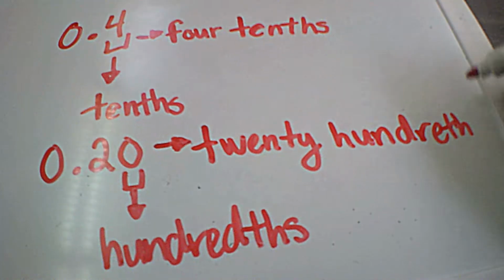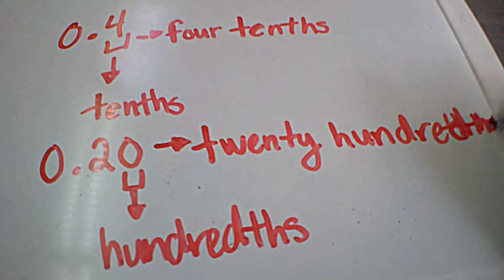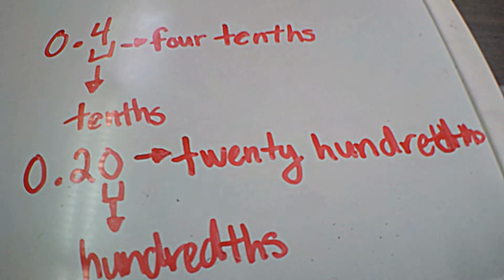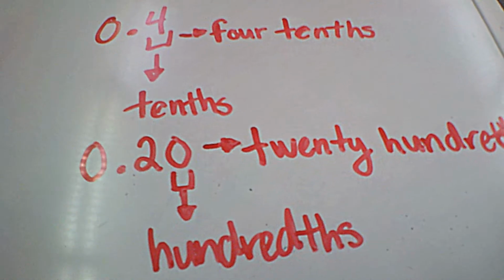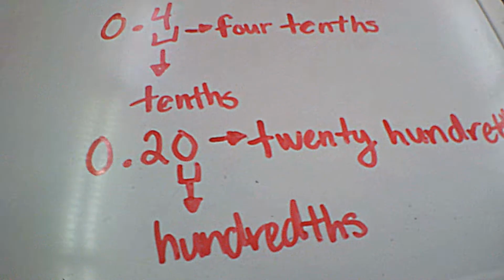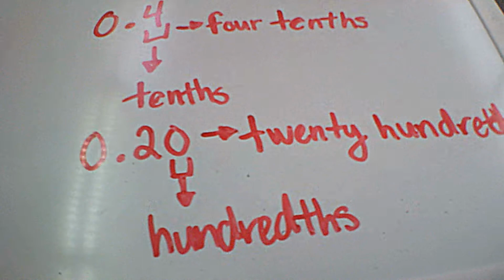Oop, and see, I just said don't forget the D, and look what I did. Excuse the little misspelling going on there. That's why I don't teach ELA. Alright, so we have 4/10 and 20 hundredths. Let's do one more.